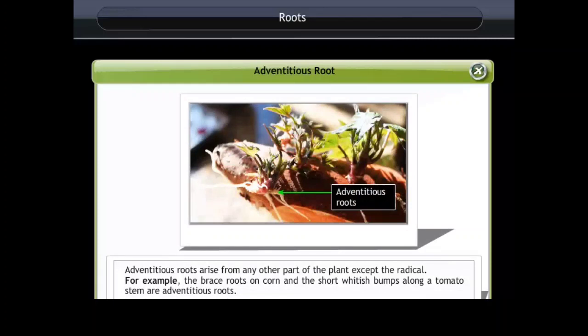Adventitious roots. Adventitious roots arise from any other part of the plant except the radicle. For example, the brace roots on corn and the short whitish bumps along a tomato stem are adventitious roots.